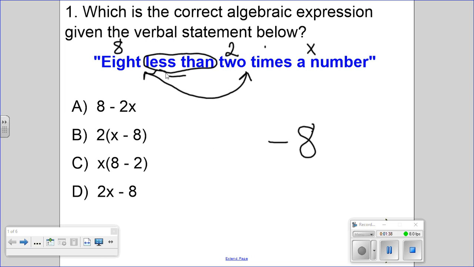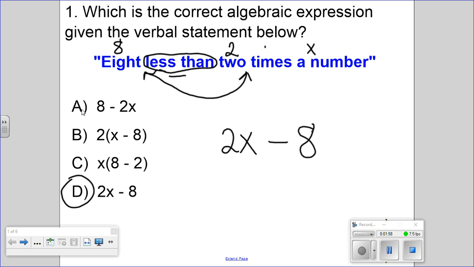So if I want 8 less than 2 times a number, that means I need to subtract 8 from 2 times a number. So that needs to go in the front. So how could I write 2 times a number? 2 times x can just be written like 2x. So our final answer should look like 2x minus 8, which is choice D.